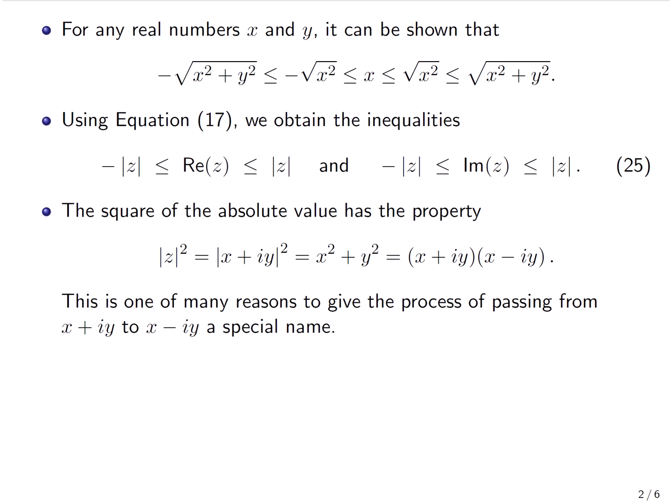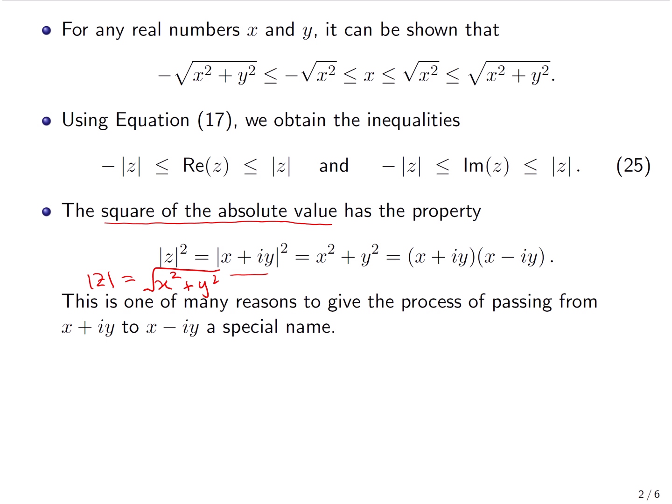Now we have one more interesting property. If you square the absolute value, we know the absolute value of z is the square root of x squared plus y squared. So when you square that, you're going to get this side.